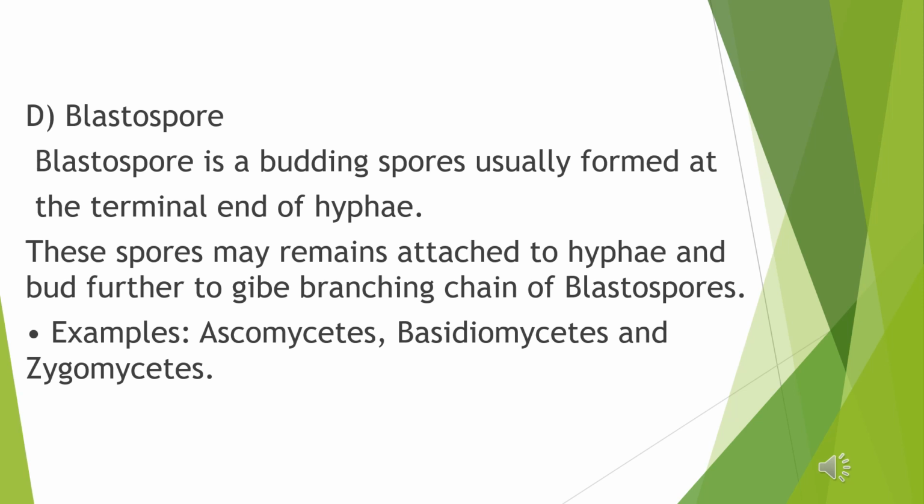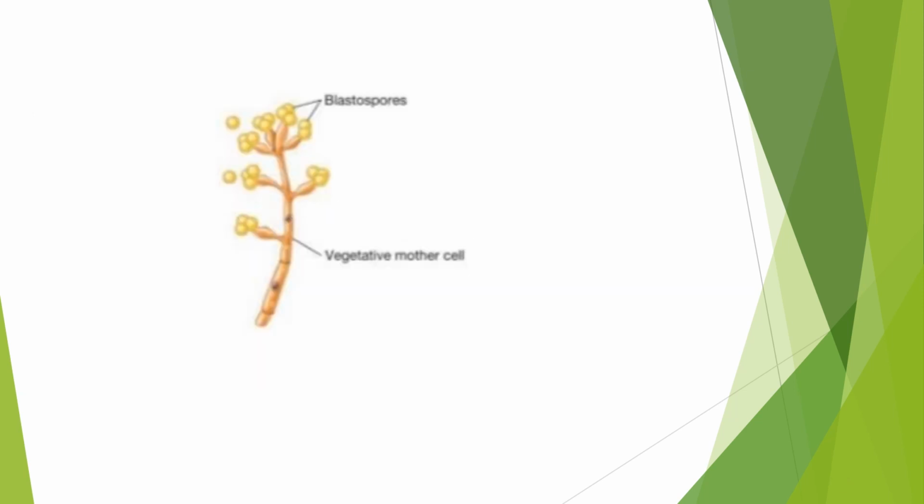Blastospore. They are formed at the terminal end of the hyphae. The spores are attached to the hyphae. Then the bud forms a branching chain to form blastospores. The examples of blastospore formers are ascomycetes, basidiomycetes, and zygomycetes.